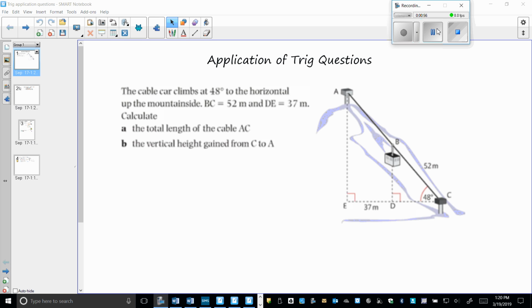BC is 52 meters, so just that bit at the bottom is 52, and DE is 37. Calculate the total length of the cable AC. Is there anyone that can suggest how we might do this? Don't rush. Label the sides. What would you like to label them?